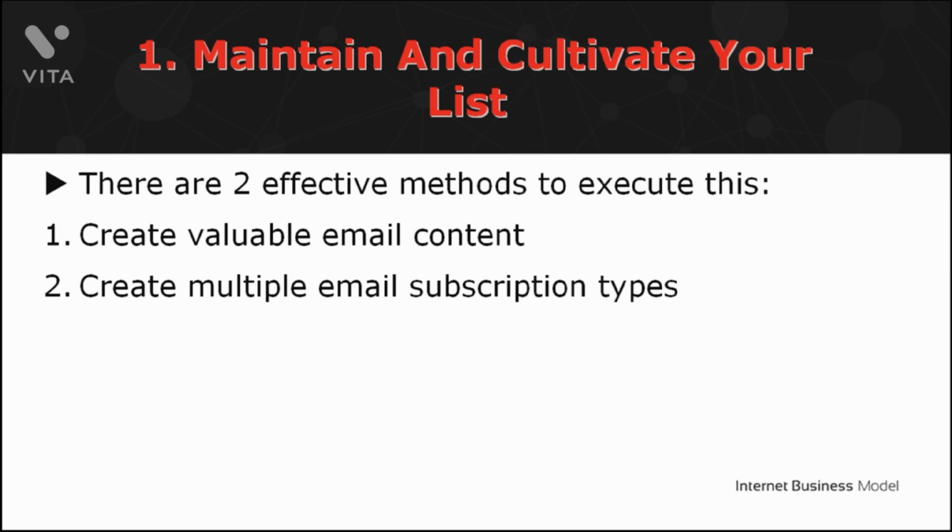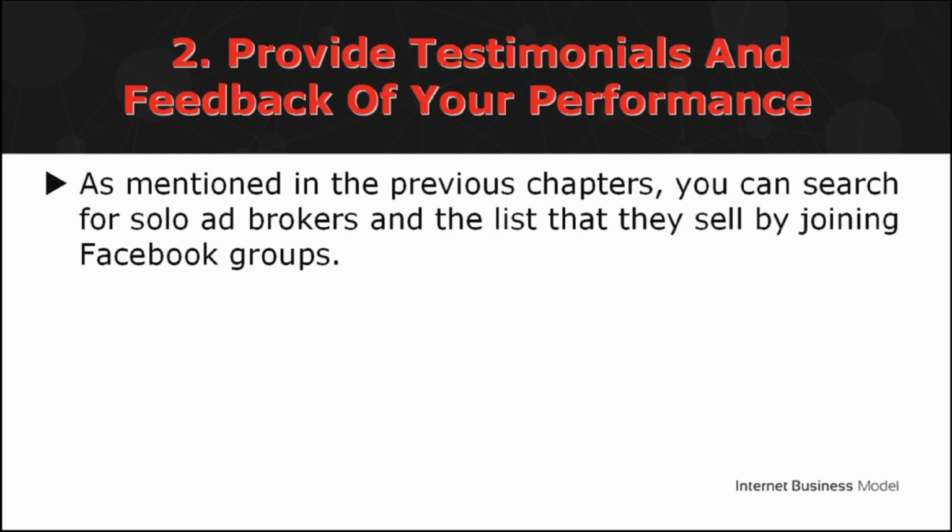2. Create multiple email subscription types. By segregating your email subscription types, you can be more focused by sending more targeted content to a very specific audience. The people in your list are more likely to click through emails that are specifically for them. Always bear in mind that you need to stay true to why people in your list opted in. Do not mislead them.